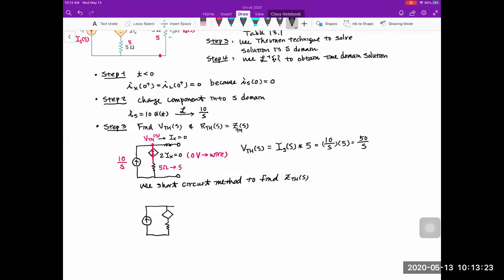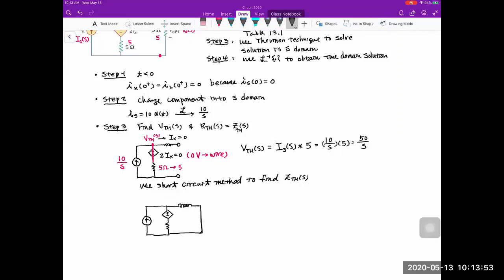Now, don't assume the dependent source as a wire again, because this situation has been changed once we replace the right-hand side with a wire. When you put a wire, then you have a current go through, so it's no longer equal to 0 anymore. Then you have to put that into consideration. So this will be the circuit, after we put a wire. This is the wire.